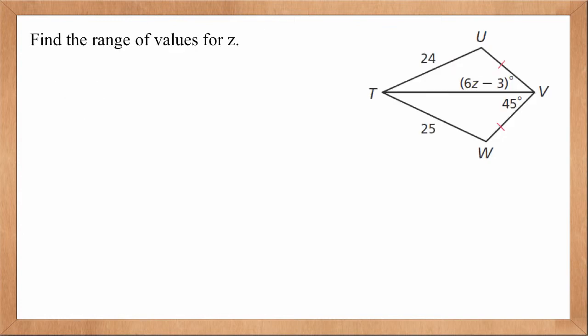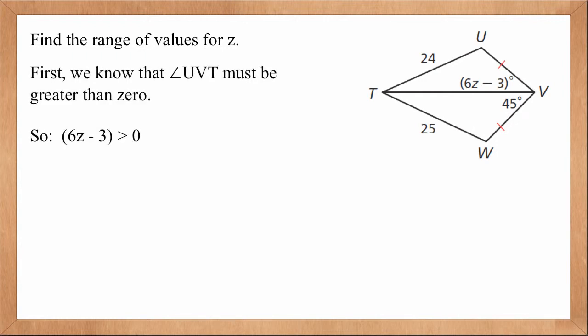Find the range of values for Z. Okay, first, I know that angle UVT, follow the letters, must be greater than 0. That right there is where you start. You always start by saying either the angle or the side is greater than 0. So that means the expression 6z minus 3 must be greater than 0. Using your algebra, you can conclude that z must be larger than the number 1/2.